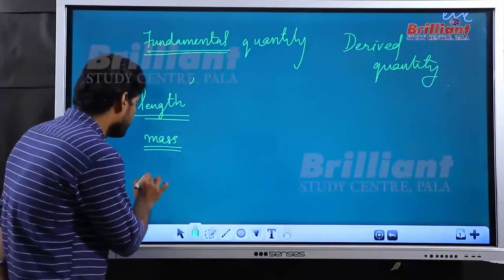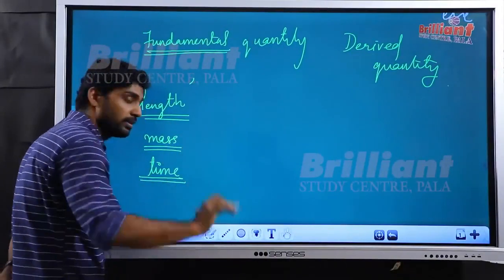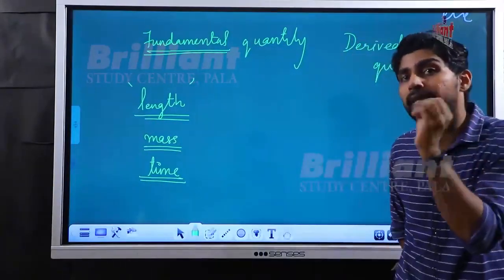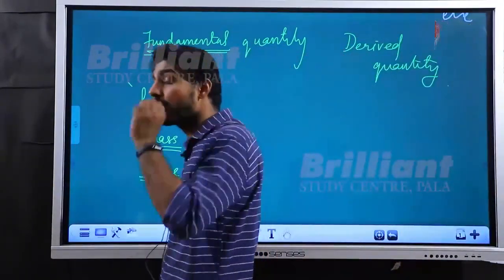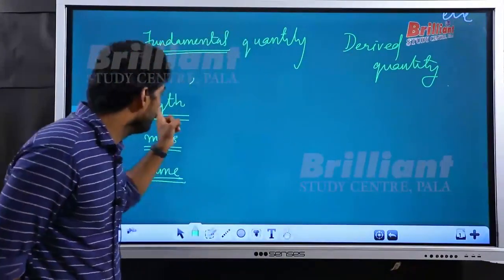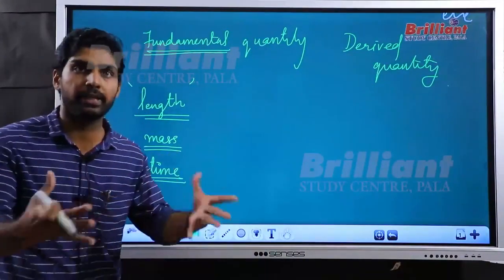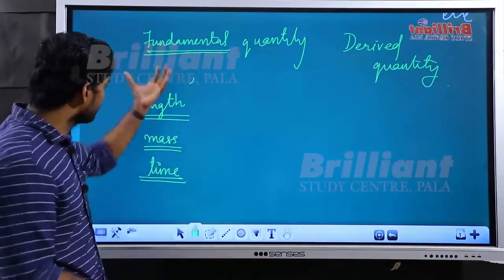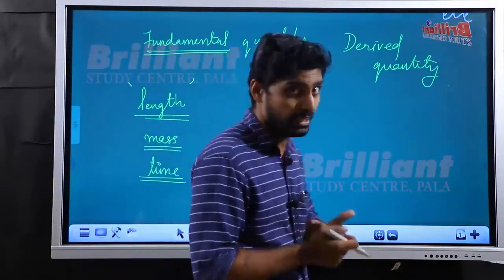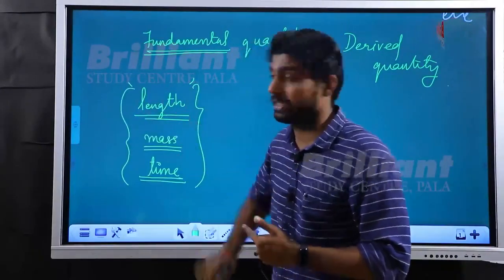Then we have time. Time is another fundamental quantity. So all these which can stand independently, which do not need any other quantities to explain them or to support them, are independent. Such quantities are what we call fundamental quantities. There are other fundamental quantities as well, but we generally take length, mass and time for our example.